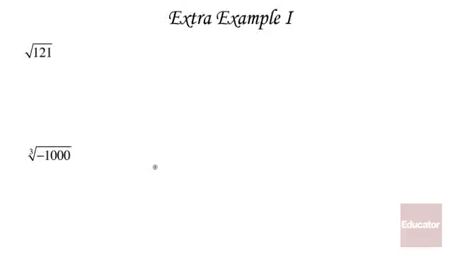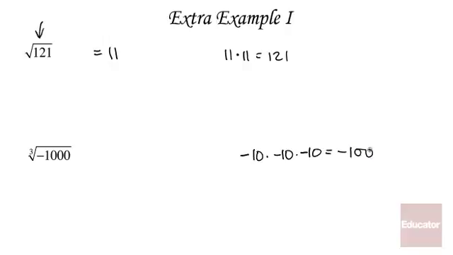Let's try some extra examples of finding roots. The square root of 121 is 11 because 11 times 11 is 121. And notice that I'm only giving the positive. Whenever you have the square root symbol, you only give the positive response. Now we're looking for the cube root of negative 1,000. Well, negative 10 times negative 10 times negative 10 will give me negative 1,000. So the cube root of negative 1,000 is negative 10.